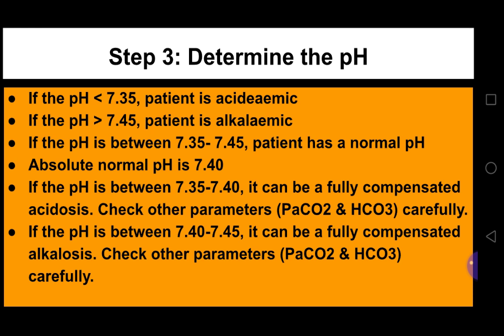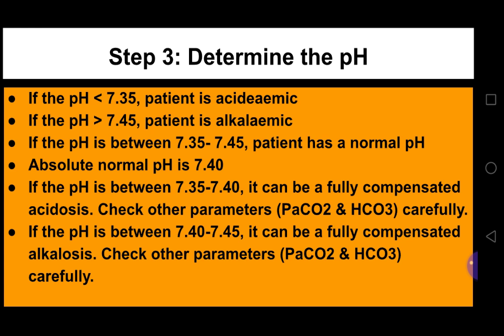If the pH is less than 7.35, patient is acidemic. And if the pH is more than 7.45, patient is alkalemic. If the pH is between 7.35 to 7.45, patient has a normal pH. Absolute normal pH is 7.4. But you need to remember that if the pH is between 7.35 and 7.40, it can be a fully compensated acidosis. So you need to check other parameters.